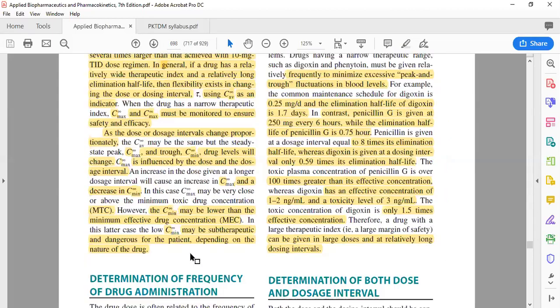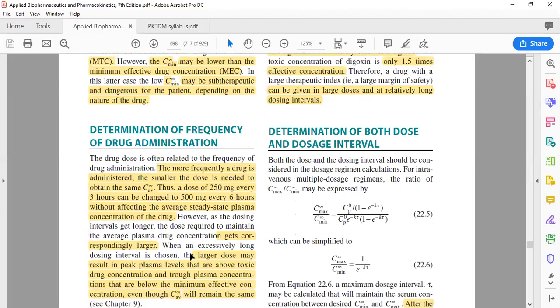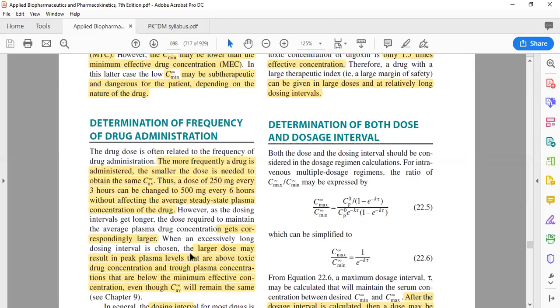Now we are going to look in terms of frequency. How will you determine the frequency of drug administration? By this time you have some idea how you're going to decide the dose. You know that you will see the C average, and based on that we are going to decide the dose.